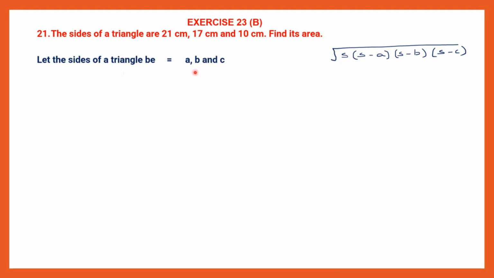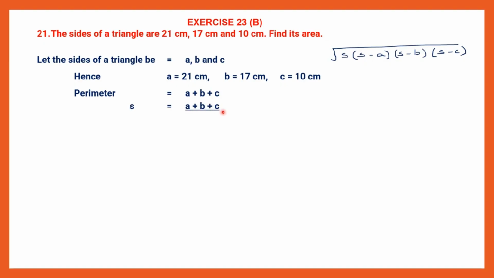Let the sides of the triangle be A, B and C so that we can apply this formula. Okay, that means A is 21 centimeters, B is 17 and C is 10. It's already given to us. Now, if we have to find the perimeter, all we have to do is add up the three sides of the triangle. Now we need to find the semi-perimeter. That means we add up the three sides of the triangle to get the perimeter and divide this by 2. So when you divide it by 2, you get the semi-perimeter.